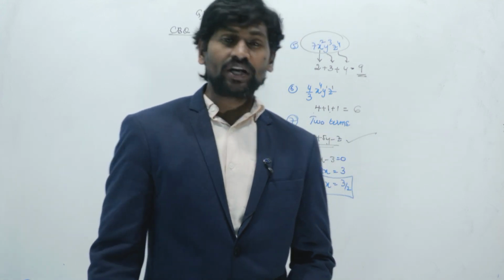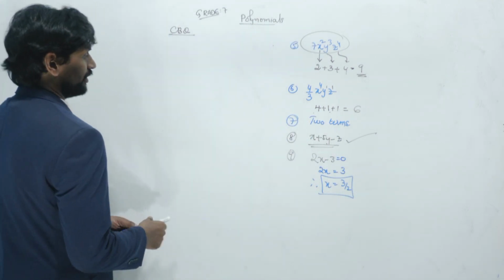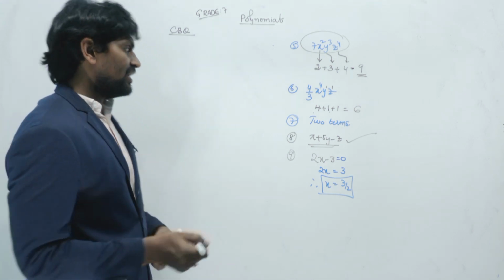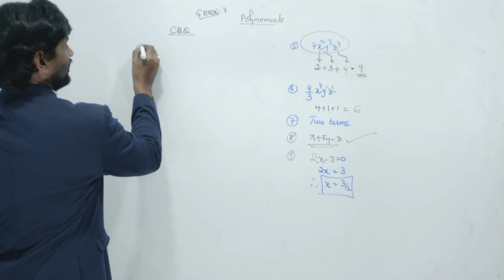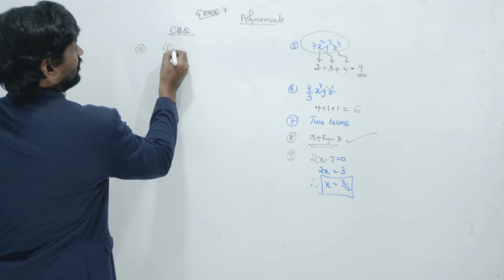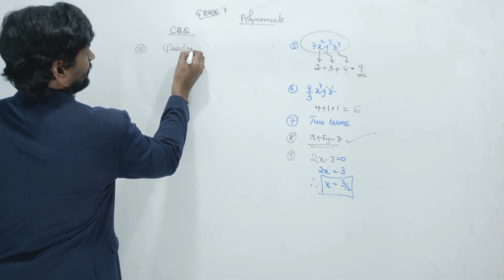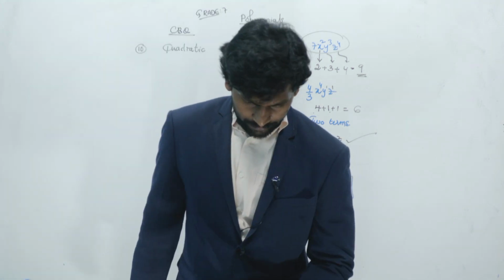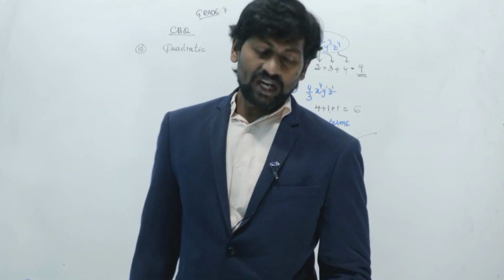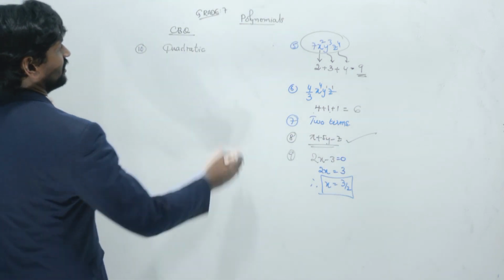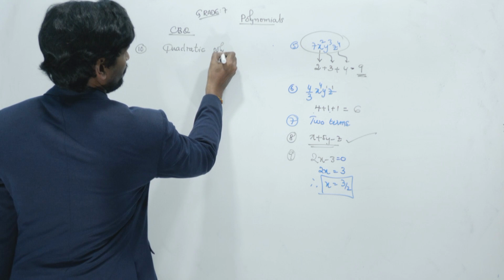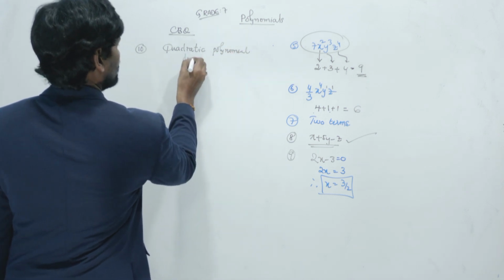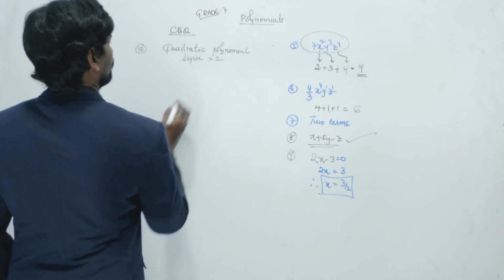The degree of a quadratic polynomial. We already discussed the types of polynomials based on their degrees. Degree 1 polynomial, linear. Degree 2 polynomial, quadratic. A degree 2 polynomial is called a quadratic polynomial. So the degree of a quadratic polynomial is 2.